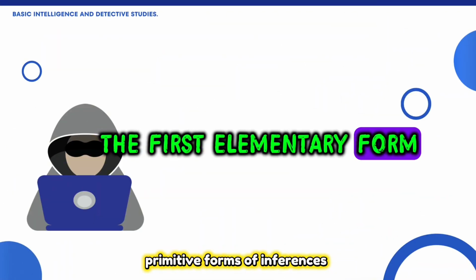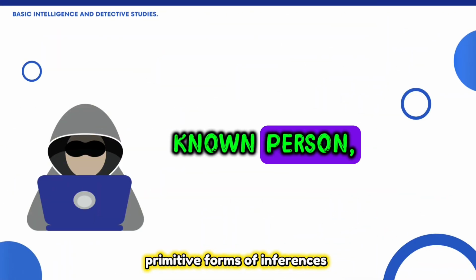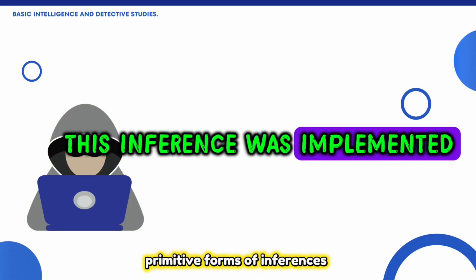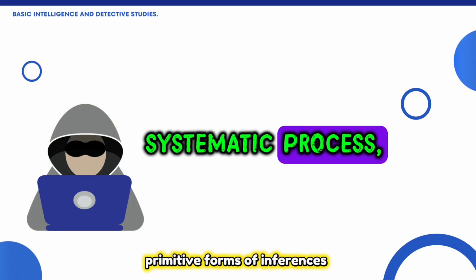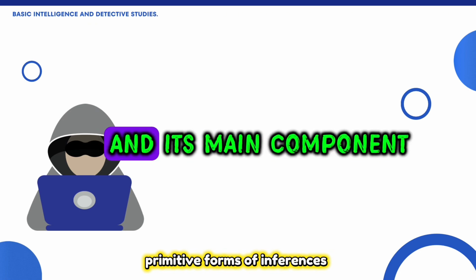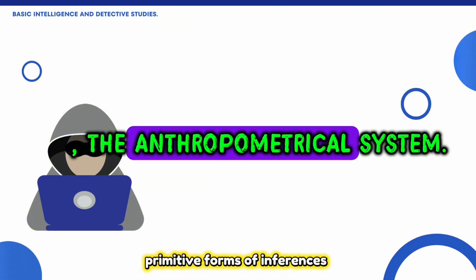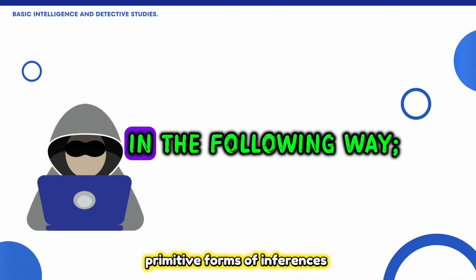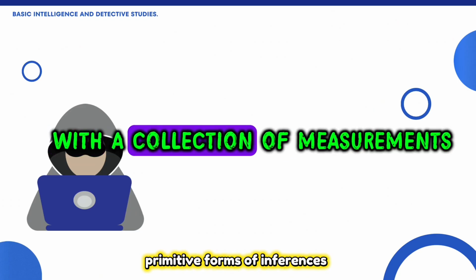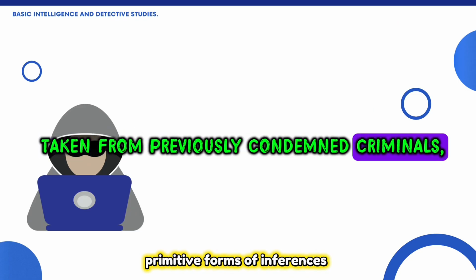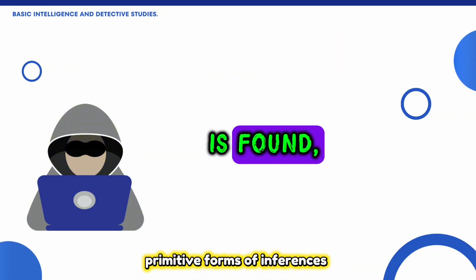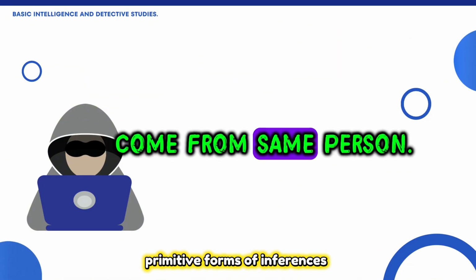The first elementary form aims at recognizing a known person, even if he tries to hide his true identity. This inference was implemented as a structured and systematic process at the end of the 19th century through the Bertillon system and its main component, the anthropometrical system. It can be expressed in the following way. Compare the measurements taken from one person with a collection of measurements taken from previously condemned criminals. If a similar (close) analog record is found, infer that both measurements come from the same person.